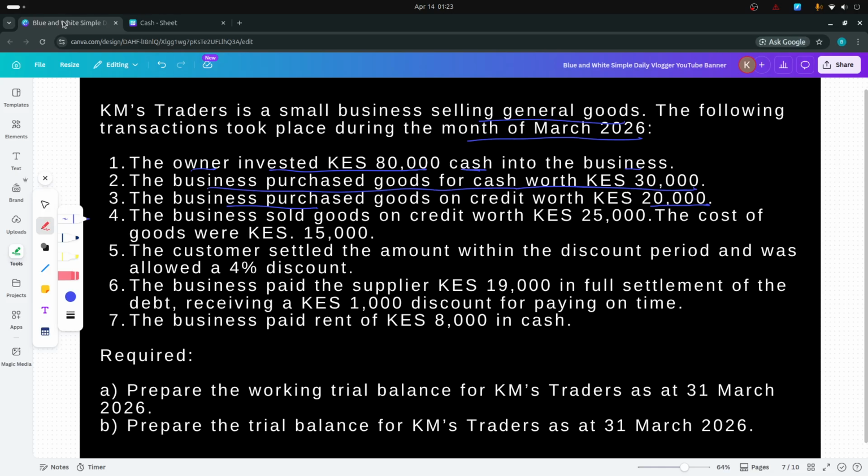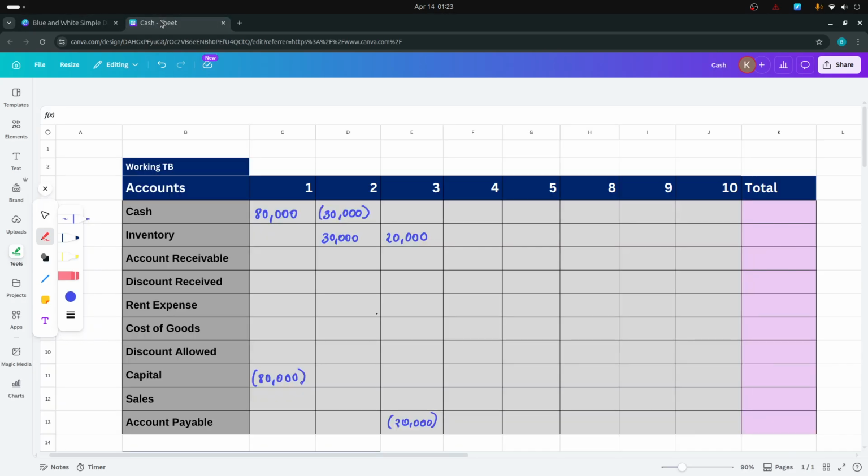Okay. Then for the fourth transaction, the business sold goods on credit for Kenyan shillings 25,000, and the cost of goods that they sold was Kenyan shillings 15,000. First, we need to recognize this sale. Okay, so the sale is 25,000. So we need to recognize an increase to the sales account. And to recognize an increase to the sales account, what do you do? You credit that account. We are crediting 25,000.